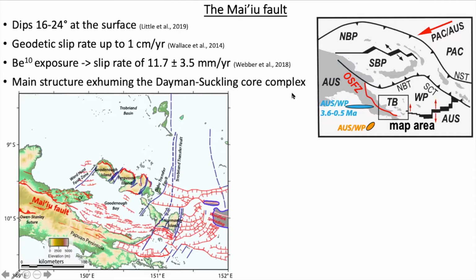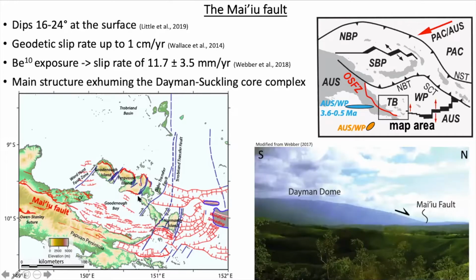And this is the main structure accommodating extension on this part of the rift. And it exhumes the Damon Suckling core complex, which is one of the youngest and most rapidly exhumed metamorphic core complexes in the world. Here's a photo showing the Damon Dome, so this domal exposure of mid-crustal rocks being exhumed along the Mayu fault, the trace of which is shown by this label here.